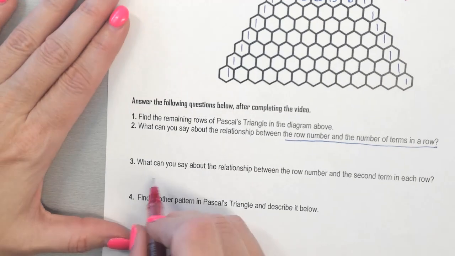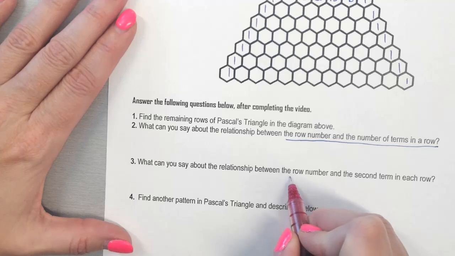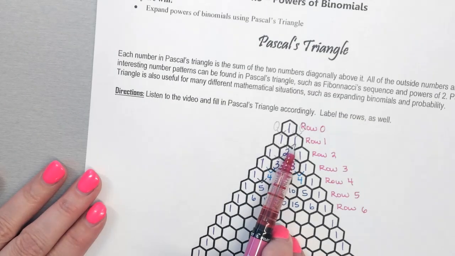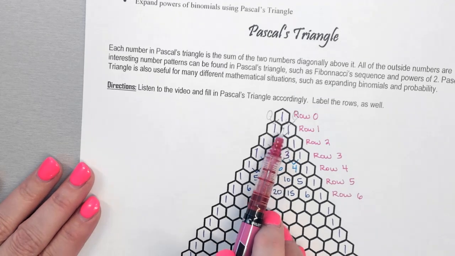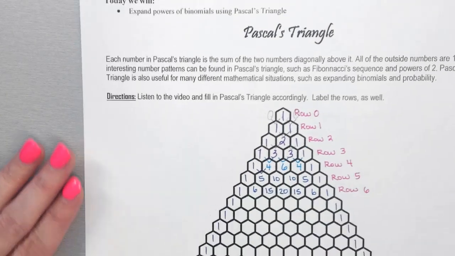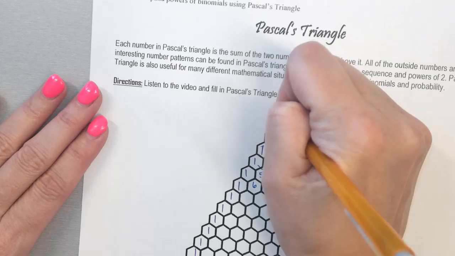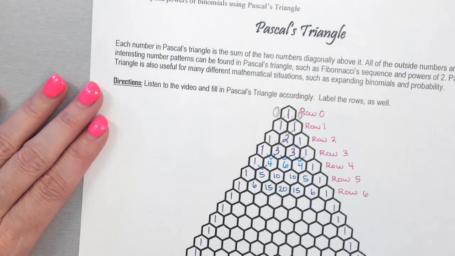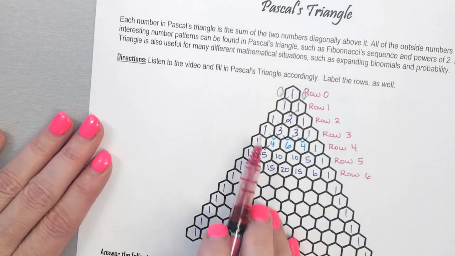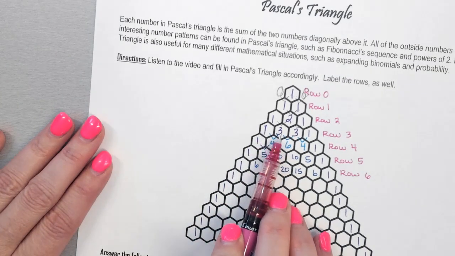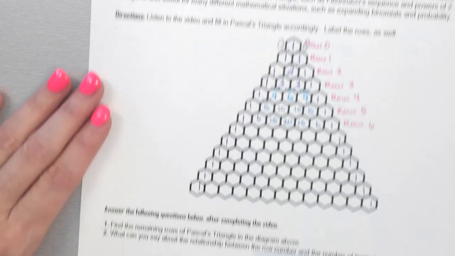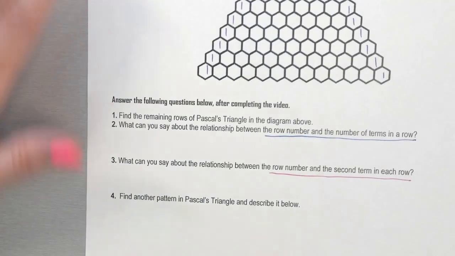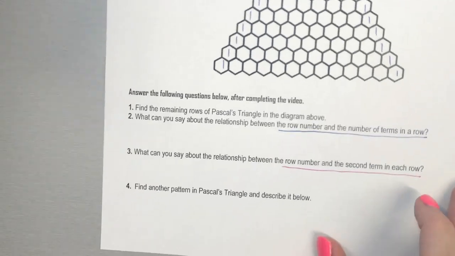Okay, and then it says, what can you say about the relationship between the row number and the second term? So if you go to the second term in row 1, it is 1. Remember in the video they said, oh, think of this as a 0 here and a 0 here. Technically there's no second term, but it would be 0. The second term here is 2. Second term 3, 4, 5, 6. So those should be the same. The row number and the second term are the same, as you should have written down.